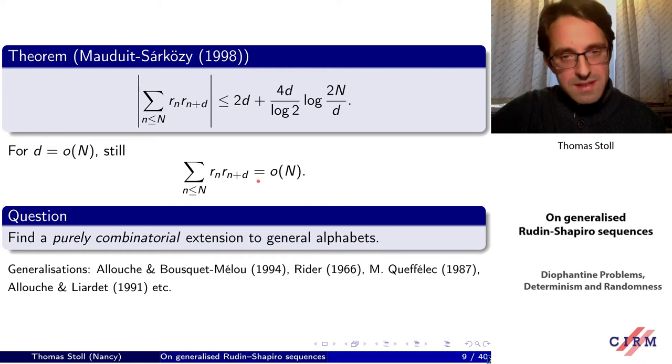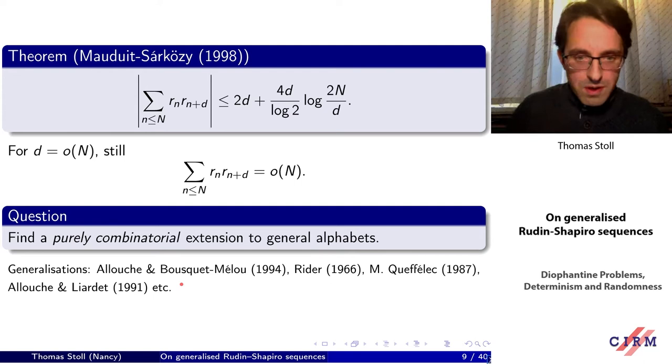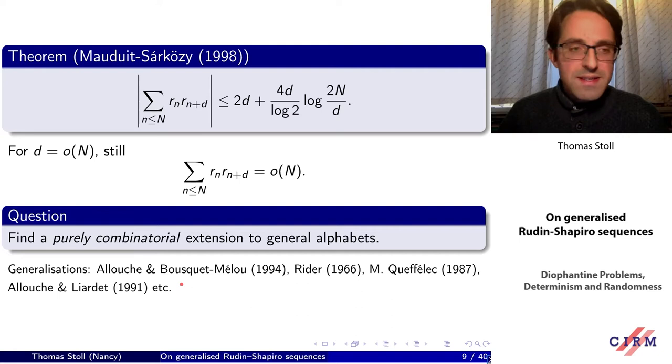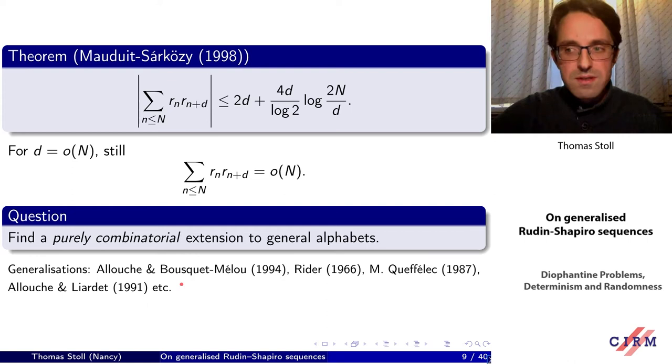There are quite a few generalizations out there. I'll mention maybe a paper by Allouche and Bousquet-Mélou from the 90s, where they started to investigate the factor complexity of these generalizations found by Mendès France and Tenenbaum. They could show that the factor complexity, the number of factors of size L in these generalizations, is linear, which comes out also of a much more general fact about automatic sequences. But they could give an explicit value. So this is one of these combinatorial interpretations.